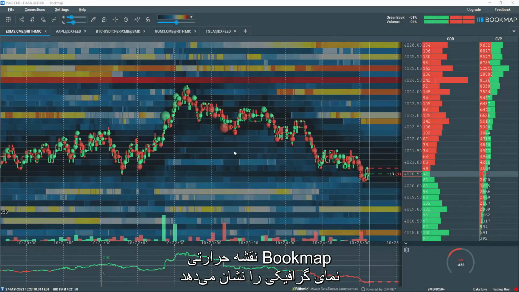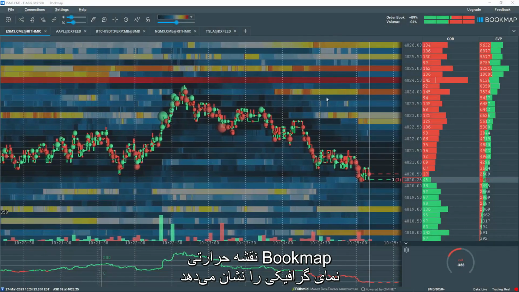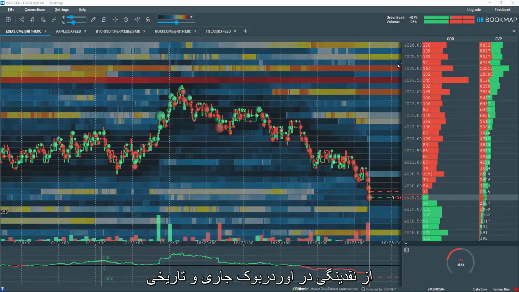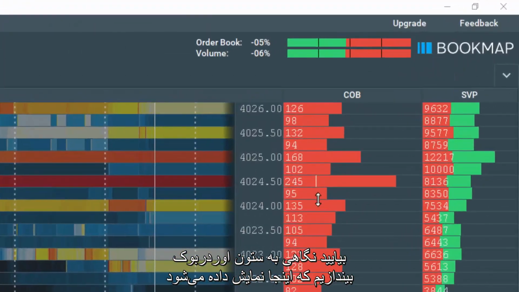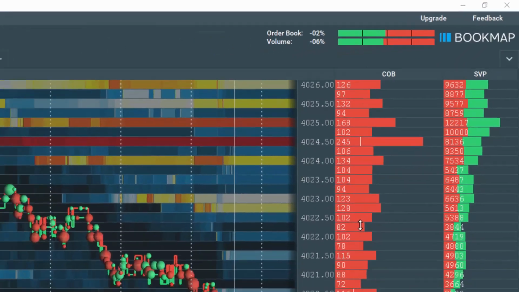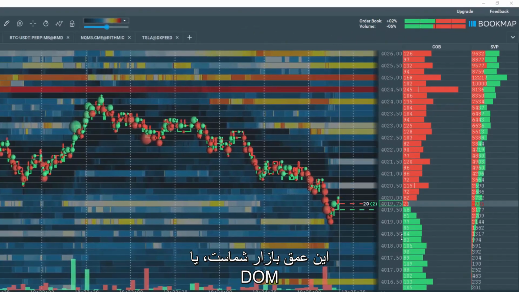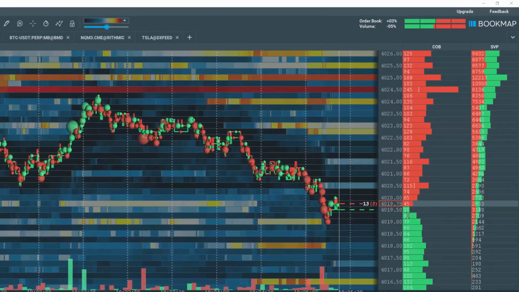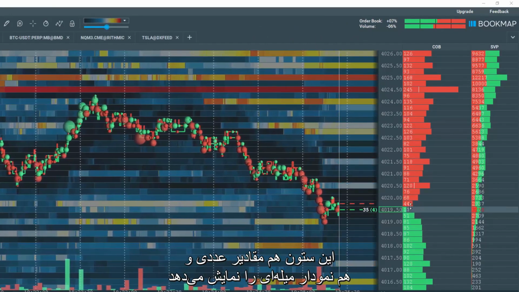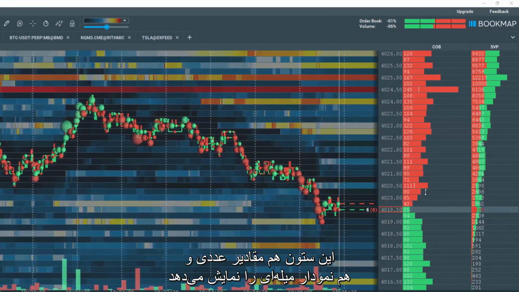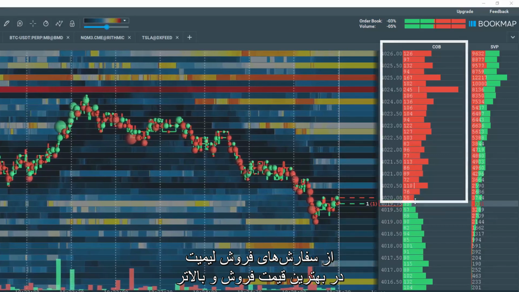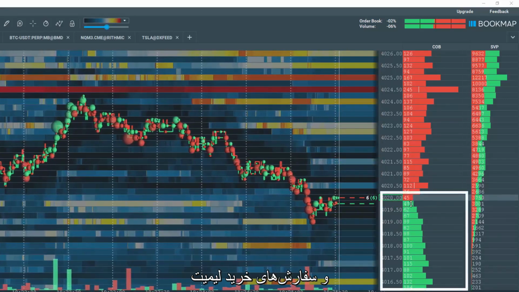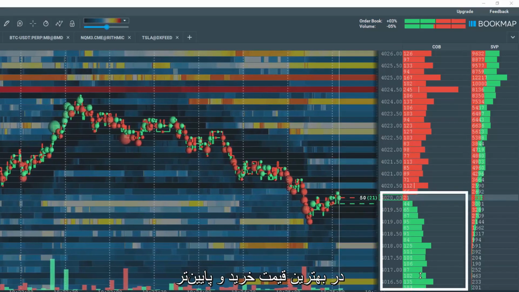The Bookmap heat map shows a graphical representation of liquidity in the current and historical order book. Let's take a look at the current order book column, or COB column here. This is your depth of market or DOM, or your level 2. This column displays both numerical values and a histogram of the limit sell orders at the best offer and above, and the limit buy orders at the best bid and below.